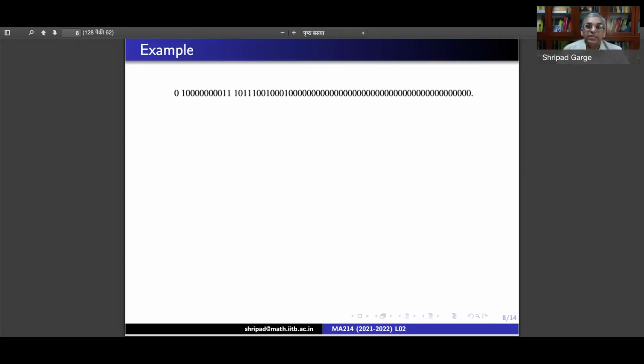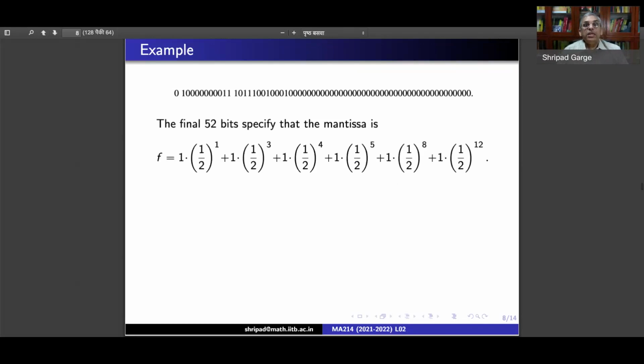Then the next 3 are 0, and next 2 are 0, sorry. So 6th and 7th are 0, and then 8th is 1. And then the next 3 are 0, 12th is 1, and then all the others are 0, right? So the mantissa is 1 by 2 power 1. That's because our mantissa's first bit is 1.